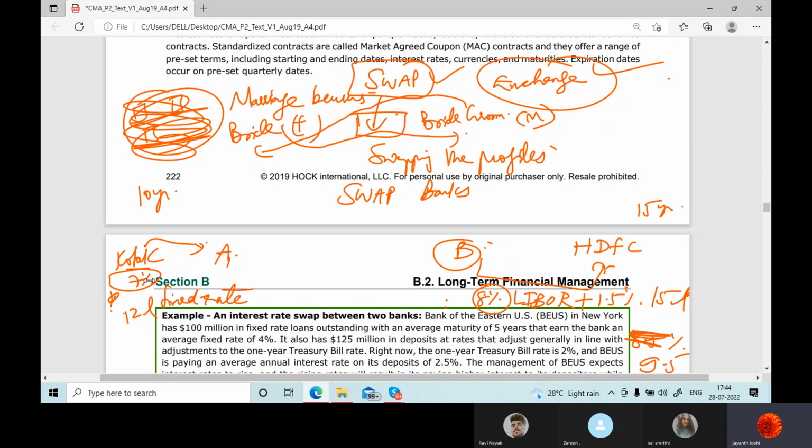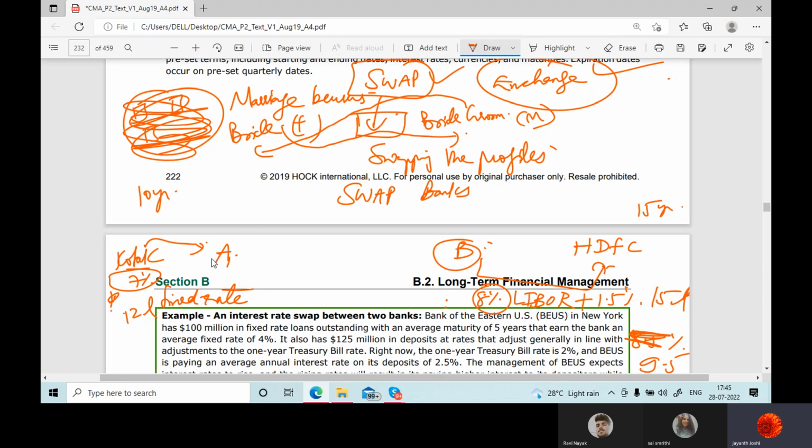See, 20 years back, when our parents asked for a loan from a bank, they would have been charged 10%, 11%. But now it is 7% fixed. That time it was 11% fixed, let's say. So the payments are fixed, but the rates may not be fixed. Now, the standard rate may differ based upon the scenario.